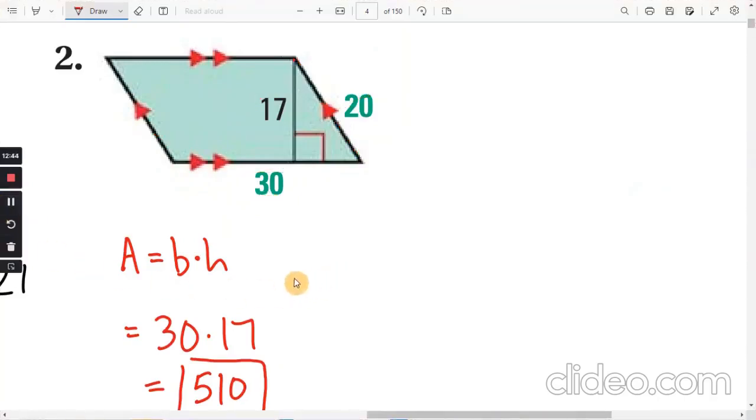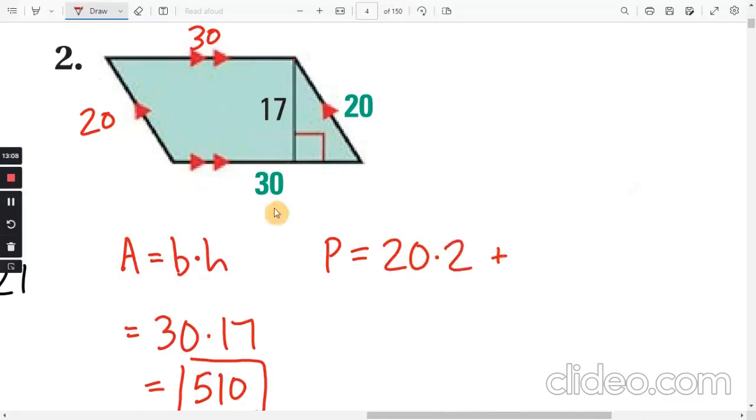Now for perimeter, we know that opposite sides of a parallelogram are congruent. So if this side is 20, this one over here is also 20. If this side is 30, this one is also 30. So adding the sides, I can do 20 times 2 because there's 2 20s, and then I can do 30 times 2 because there's 2 30s. And that's going to be 40 plus 60.